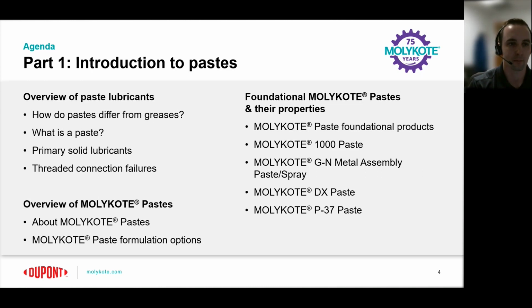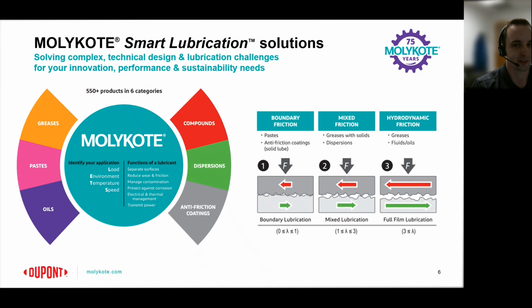and then we'll go over the foundational products that MOLYKOTE has to offer. So for an overview on paste, I'd first like to take some time to address MOLYKOTE as a whole. MOLYKOTE's a lubrication company. We have 6 different product families, as you can see on the left side with our MOLYKOTE wheel. We have greases, pastes, oils, compounds, dispersions, and anti-friction coatings.